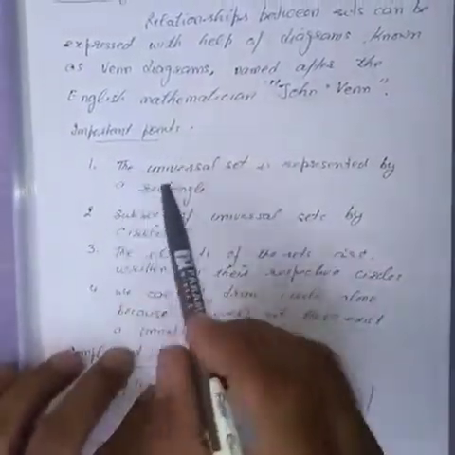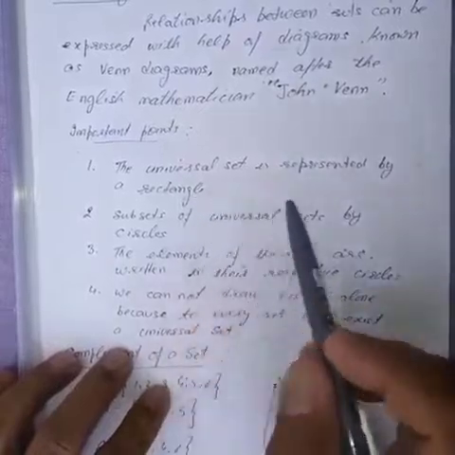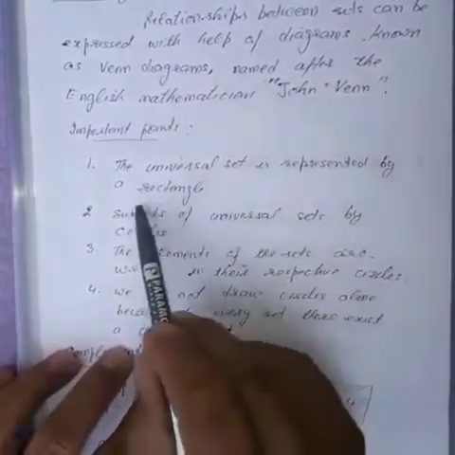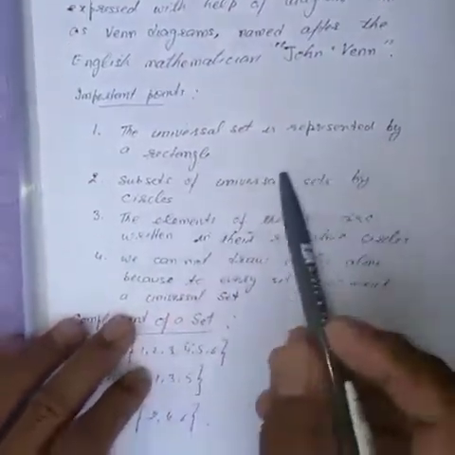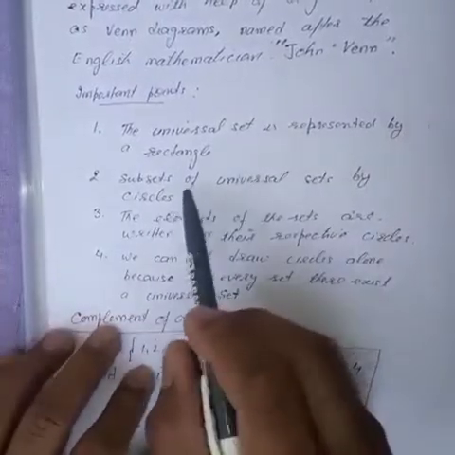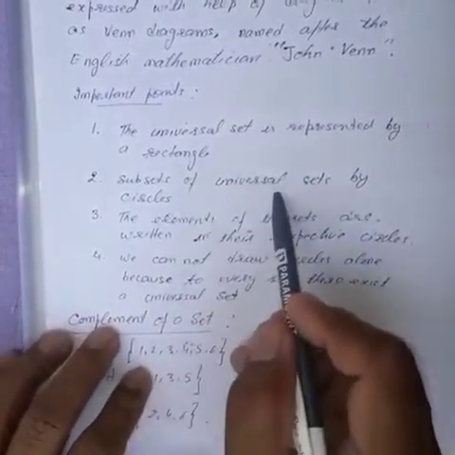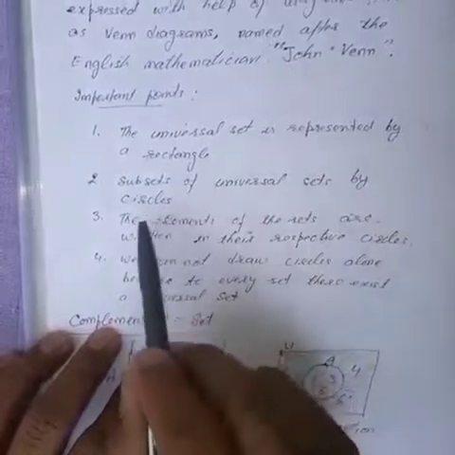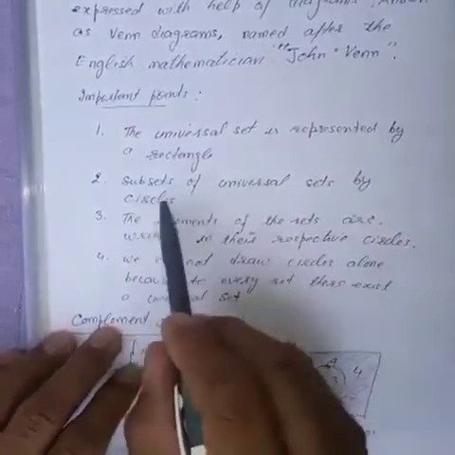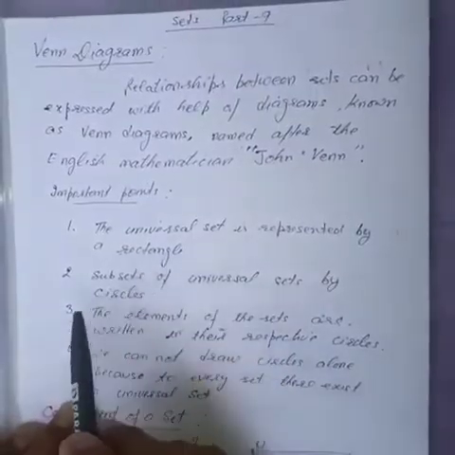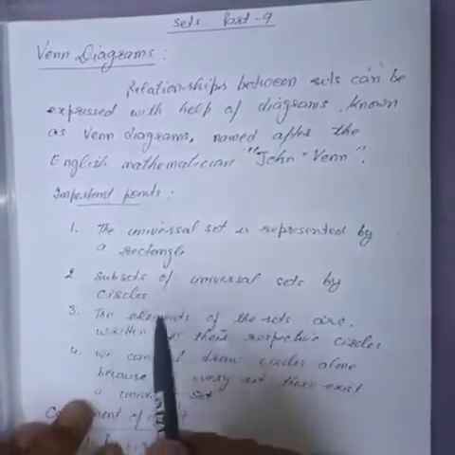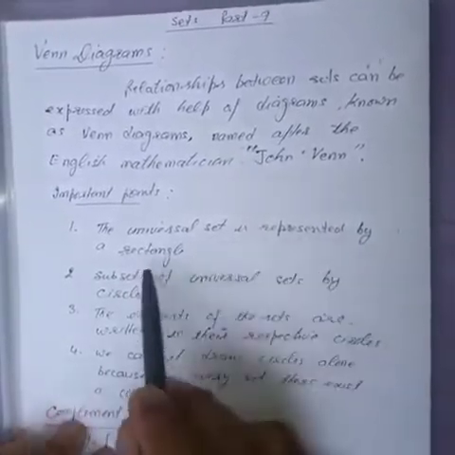The very first point is the universal set that will be represented by a rectangle. Second important point, all subsets of the universal set will be represented by circles. So circles represent subsets, and the universal set is represented by a rectangle.